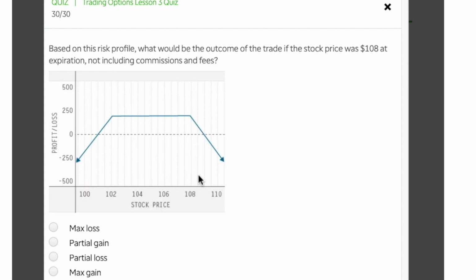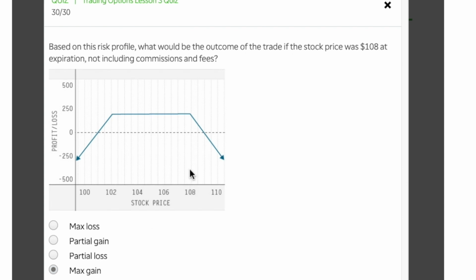Based on this risk profile, what would be the outcome of the trade if the stock was at $108 at expiration, not including commissions and fees? It's at $108. Let's be careful. I think that's at max gain, right? Am I blind? 108. I think that's max gain. That's too close to it. I think they intended for that to be right there as opposed to right here. So I would say max gain. This is the max gain.